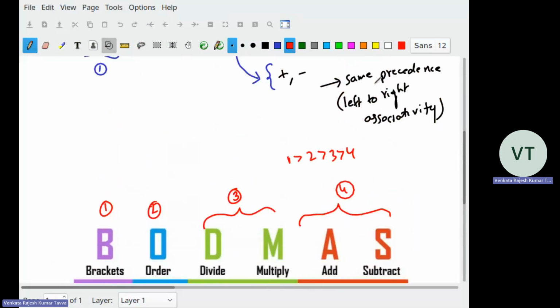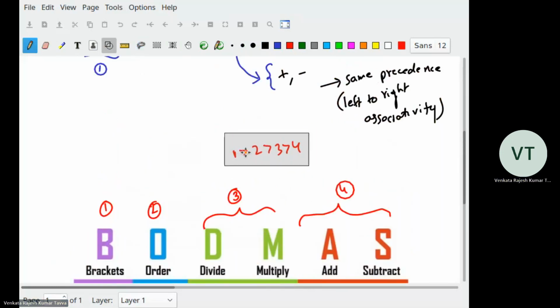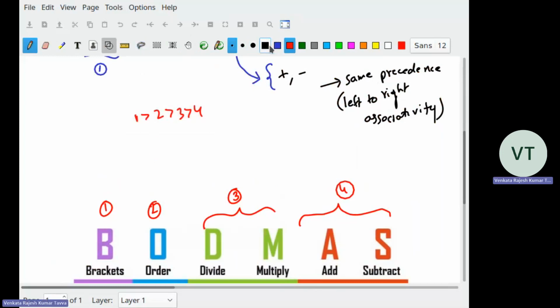But within 3 and 4, you have same precedence operators. You have division and multiplication, they have equal precedence. Similarly, within 4, you have addition and subtraction, they have equal precedence. So the simple way to resolve it is whether you have left to right associativity or right to left associativity. In both these cases, you have left to right associativity. So within these same precedence operators, whichever comes first, you perform that. If division comes first, you perform division. If multiplication comes first, you perform multiplication.